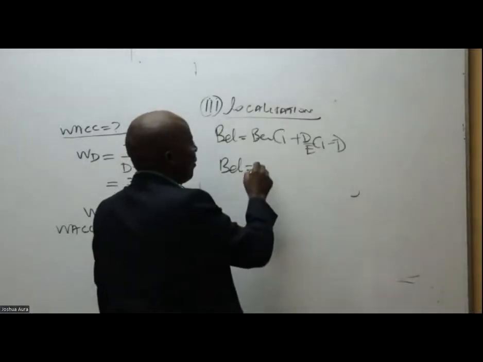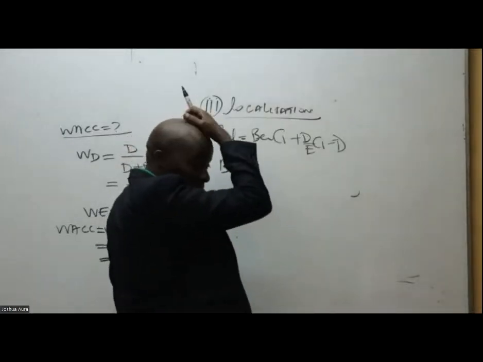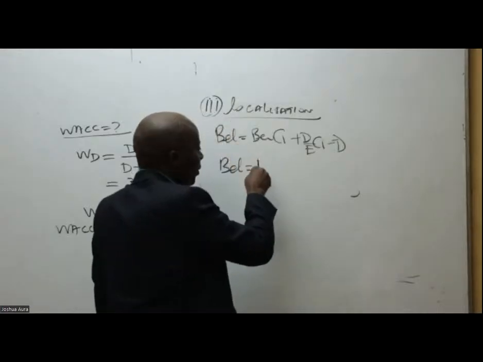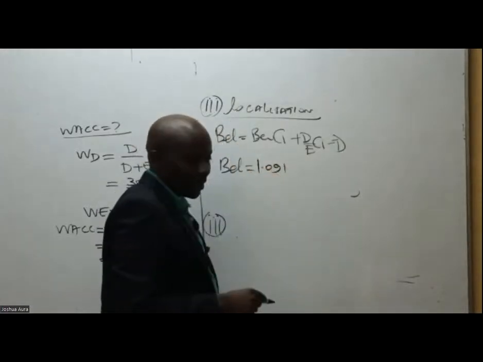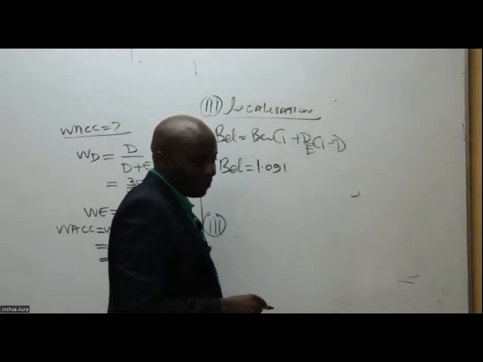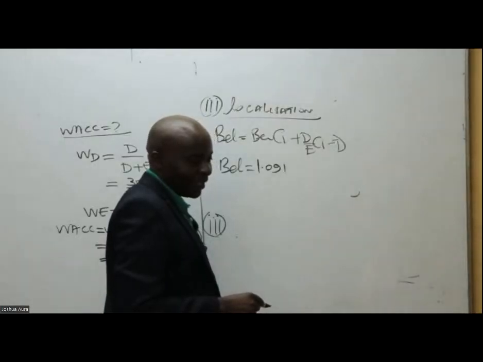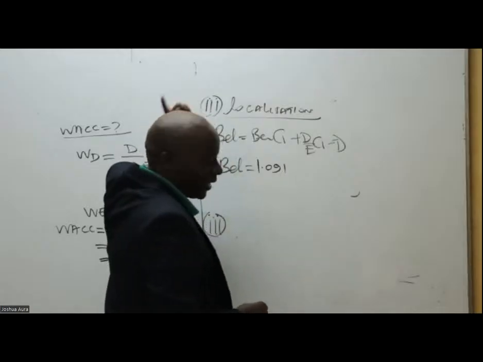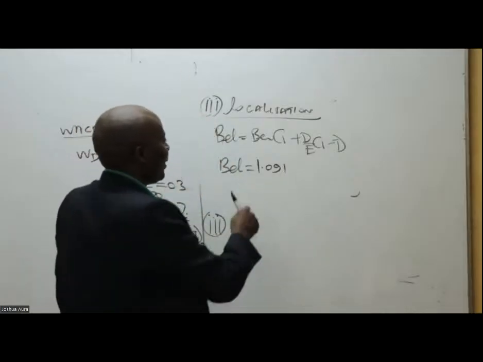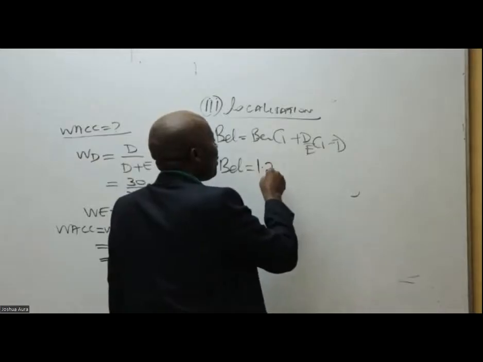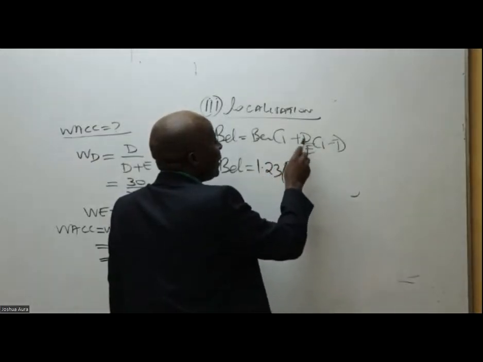So what is our BEU, very fast? 1.091. What is our BEU? Somebody? The one that we got up there was 1.23, into 1 plus debt over equity.